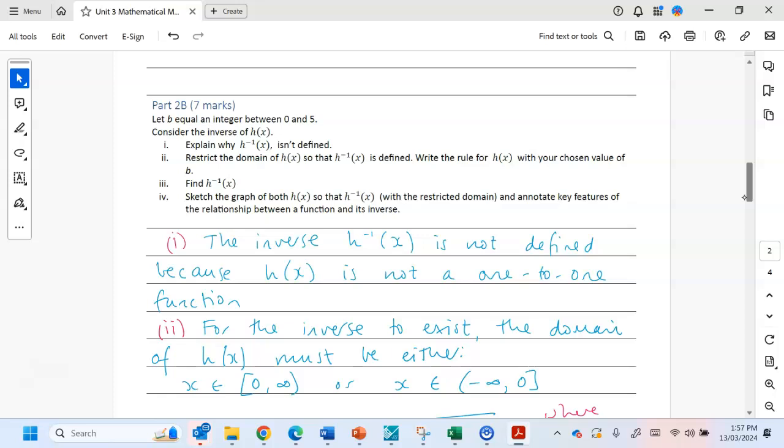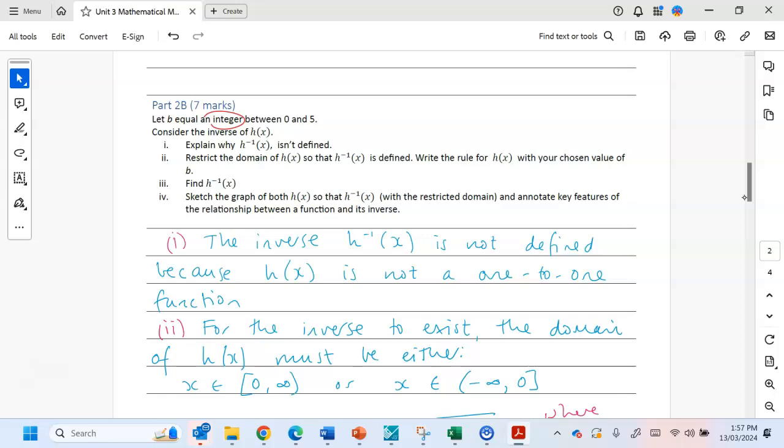Part 2b. All right, so let b equal an integer. So an integer is just a whole number between 0 and 5. So in your SAC, it is often open-ended. So in order for it to be open-ended, you might have to make choices. So you can let b equal 1, 2, 3, 4. Probably also 0 or 5. Wouldn't make any difference, I don't think.